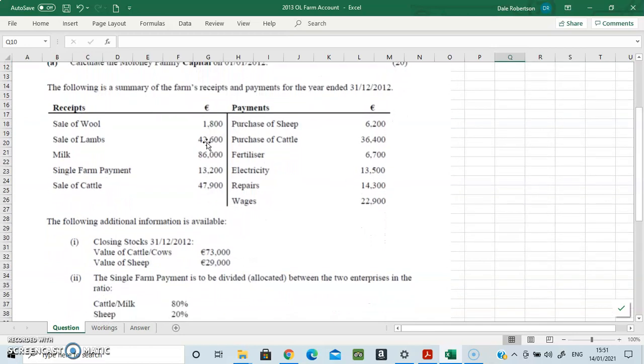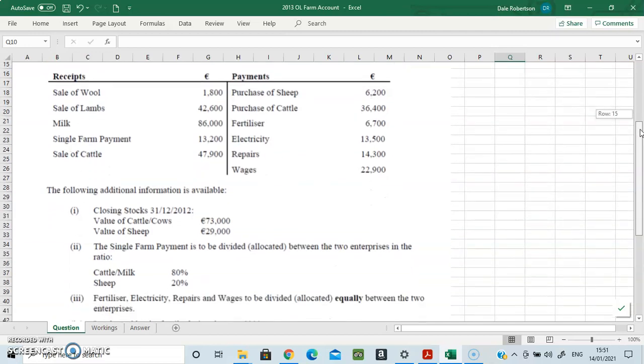So here's the money in: selling of wool, lambs, milk, a single farm payment, which may be related to cattle or sheep, and the sale of cattle. And then on the credit side, you have purchase of stock, sheep and cattle. You have 4 general expenses then that can be related to either sheep or cattle. That is fertilizer, electricity, wages, and repairs.